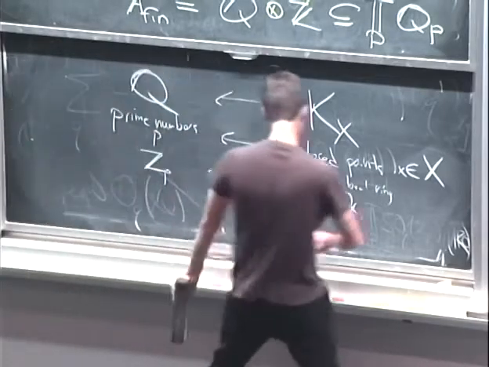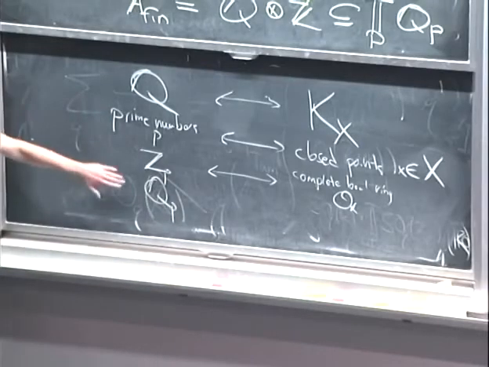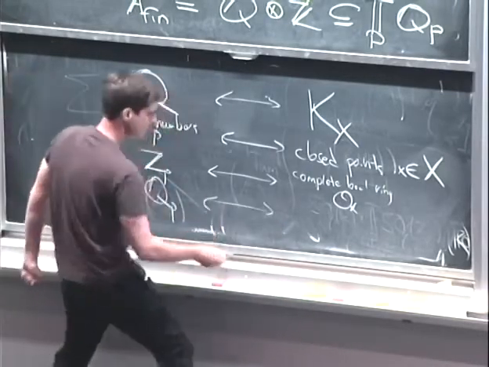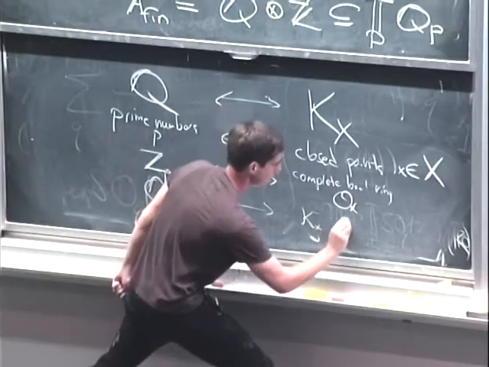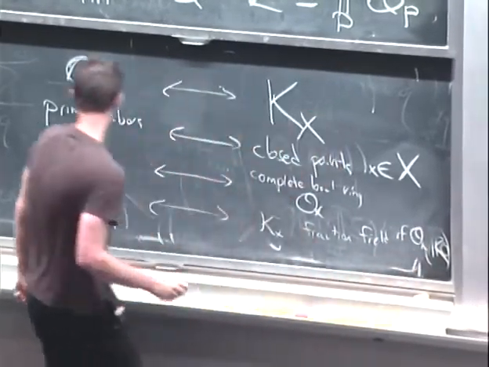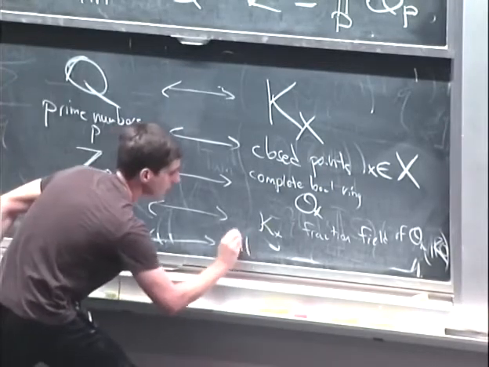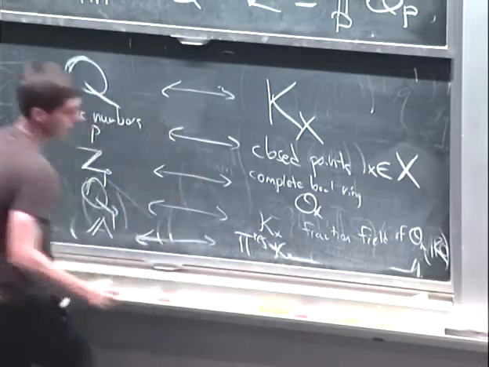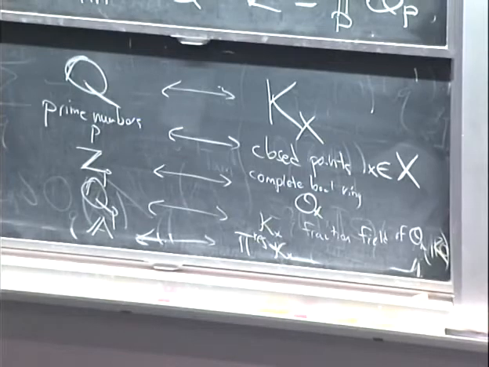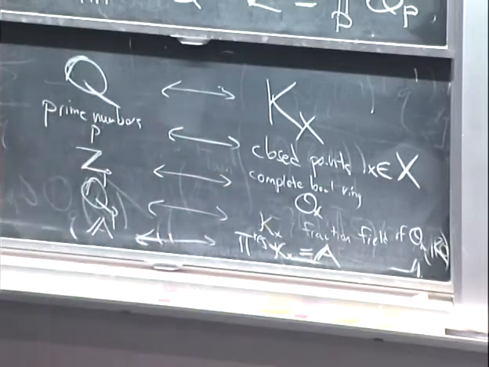Once you choose a local generator, a local coordinate at the point x. So the analogue of these fields Q_p, well, Q_p is the fraction field of Z_p, and the analogue of this I'll write as K_x, which is the fraction field of O_x. And finally, the analogue of this ring of adeles is the restricted product of all of these fields K_x. That means the subset of the product where almost all coordinates belong to this ring O_x. So this I'm also going to denote just by A for the ring of adeles.